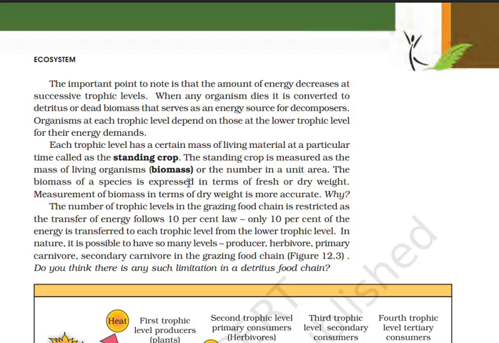The biomass of a species is expressed in terms of fresh or dry weight. Measurement of biomass in terms of dry weight is more accurate. Why? The number of trophic levels in the grazing food chain is restricted as the transfer or flow of energy follows the 10% law. Only 10% of the energy is transferred to each trophic level from the lower trophic level. In nature, it is possible to have so many levels, producer, herbivores, primary carnivore, secondary carnivore, in the grazing food chain. Do you think there is any such limitation in a detritus food chain?